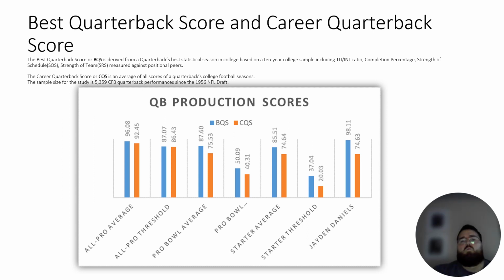Now, when you get to the quarterback career score, or CQS score, it's an average of all scores of a quarterback's college football seasons. It's essentially the mean of his quarterback career. So, based on that particular score, the average CQS score for an all-pro player is 92.45. The threshold is 86.43, excluding outliers.